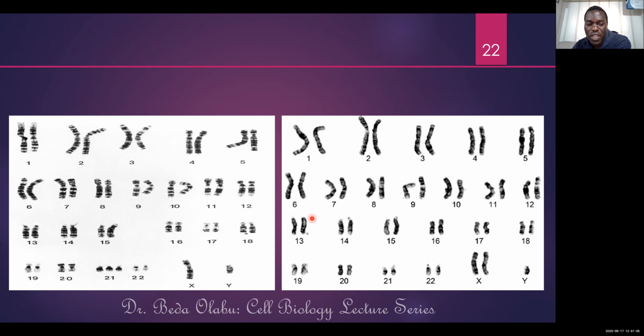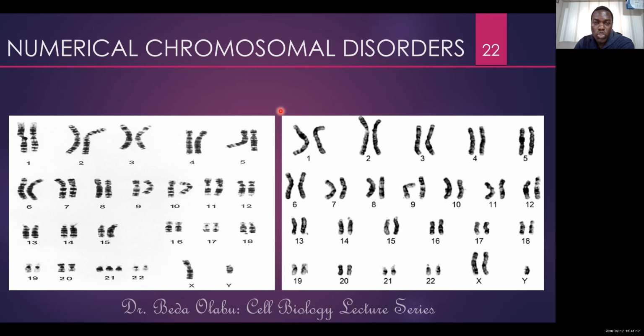I want you to look at the left one again. You'll also notice that on the 21st pair, there's an extra one. So these two are numerical chromosomal disorders. When you have a numerical chromosomal disorder, you call it aneuploidy. Aneuploidy is numerical chromosomal disorder. Now let's look at the left aneuploidy.